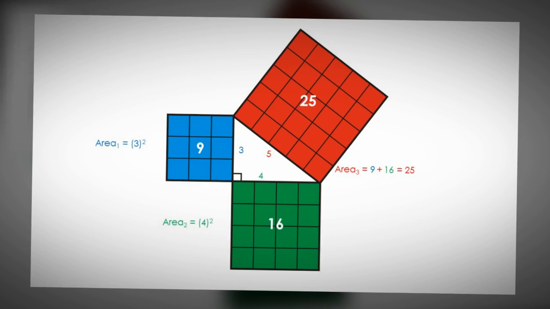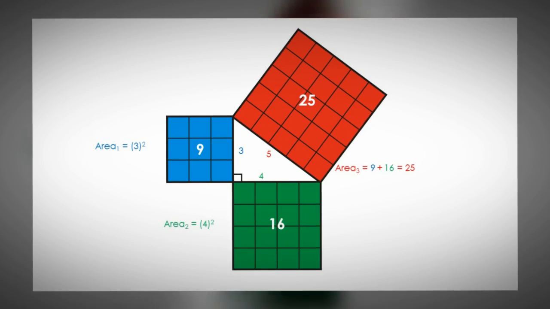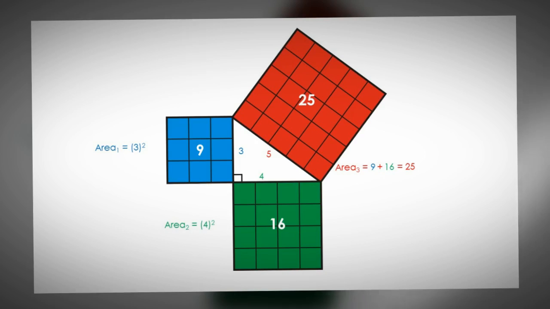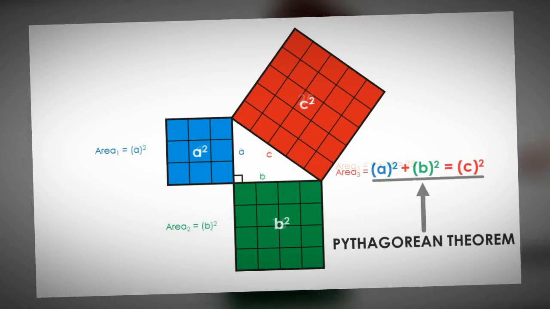Let's go back to our example where leg 1 equals 3, leg 2 equals 4, and the hypotenuse equals 5. The area of the blue square is 9, the area of the green square is 16, and the area of the red square is 25. The area of the blue square plus the area of the green square equals the area of the red square.